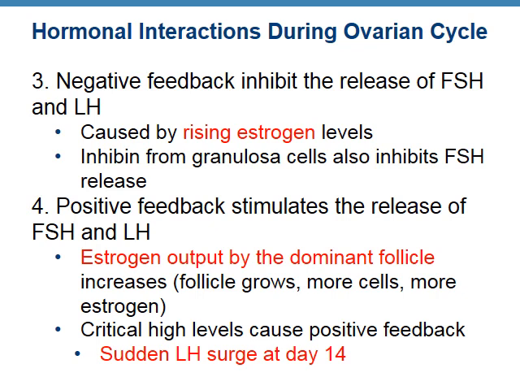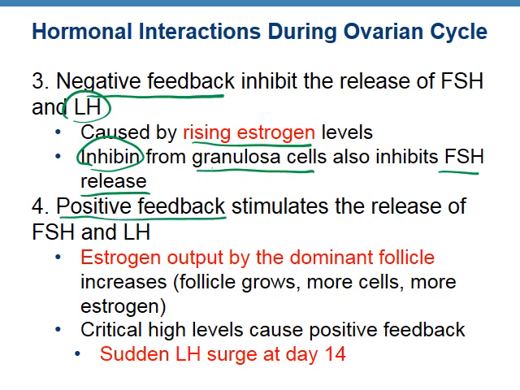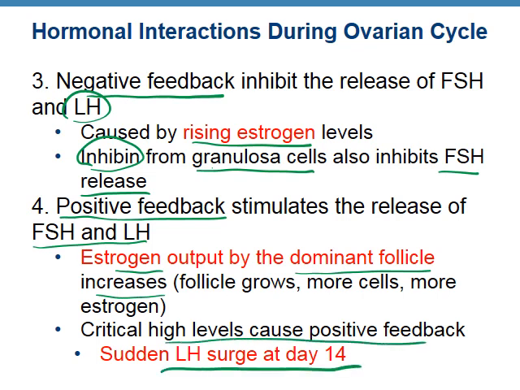All right, next steps. We're going to have negative feedback. So the rising estrogen and inhibin that's being released from the cells is going to inhibit FSH release and LH to some extent. Then you're going to have a positive feedback that stimulates the release of FSH and LH. The estrogen from the dominant follicle increases. We have critically high levels of estrogen, and that causes this FSH, but mostly LH surge at day 14. I know this is confusing. Let's move to the picture.